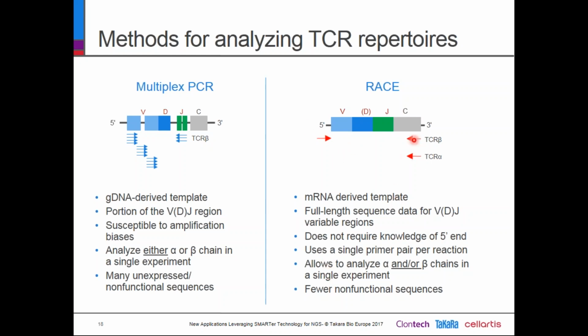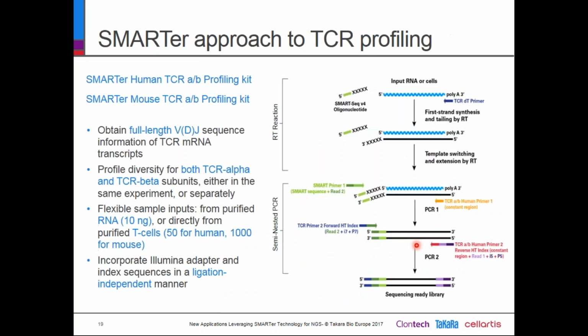The other advantage is that you are using only a primer pair per reaction. So you will have a primer pair for TCR alpha and another for TCR beta. And it means also that you can combine both in the same experiment. So let's see how it looks in our kits for TCR profiling.